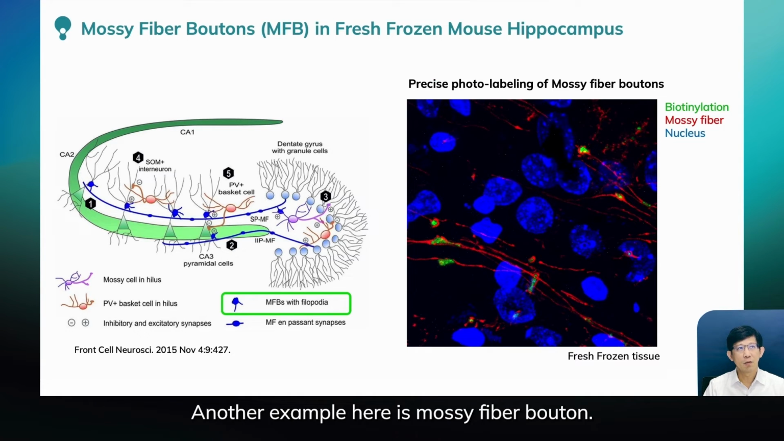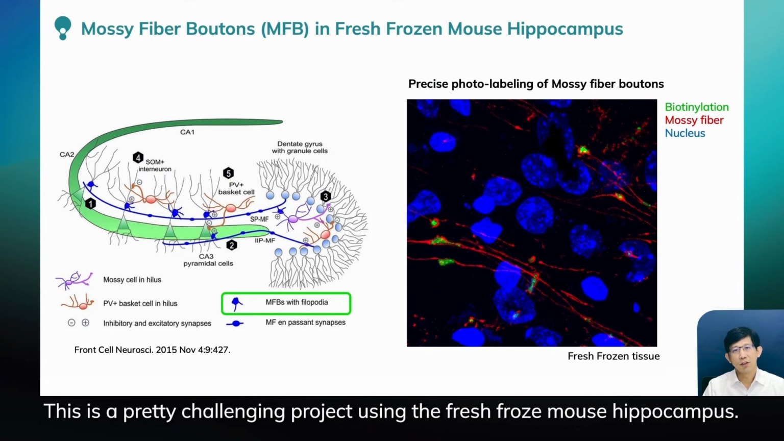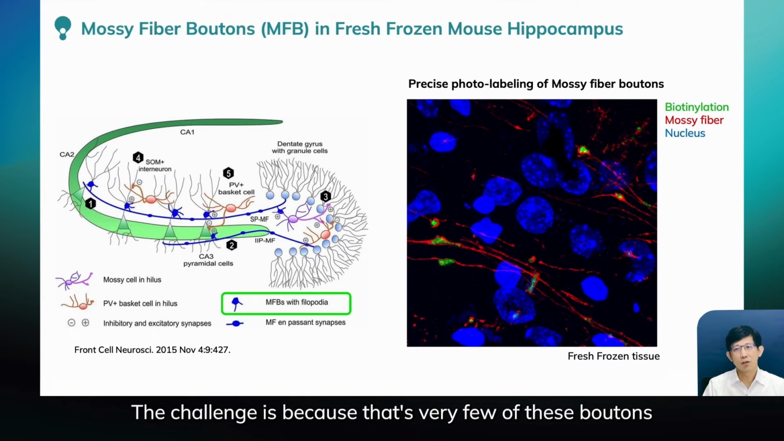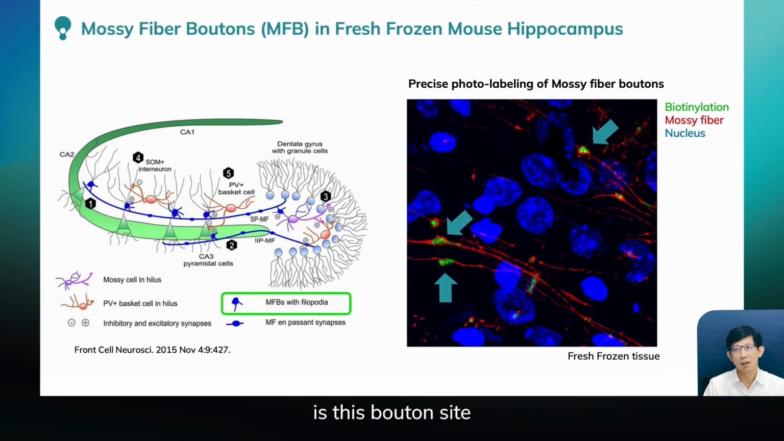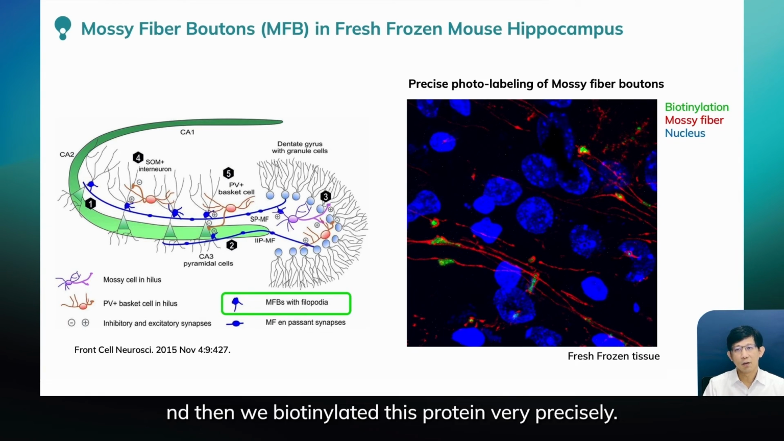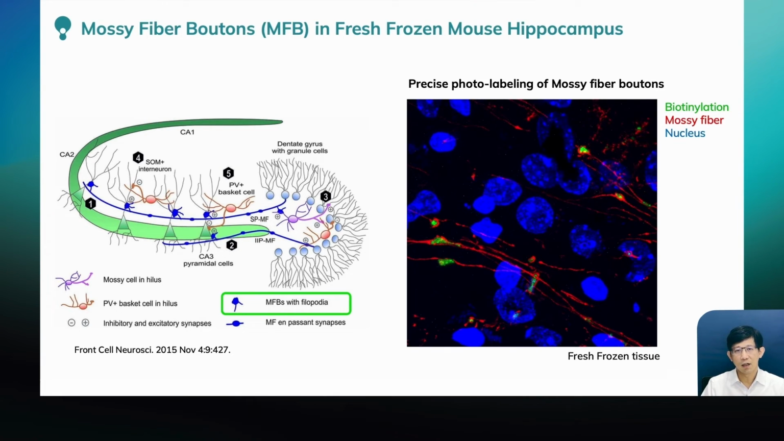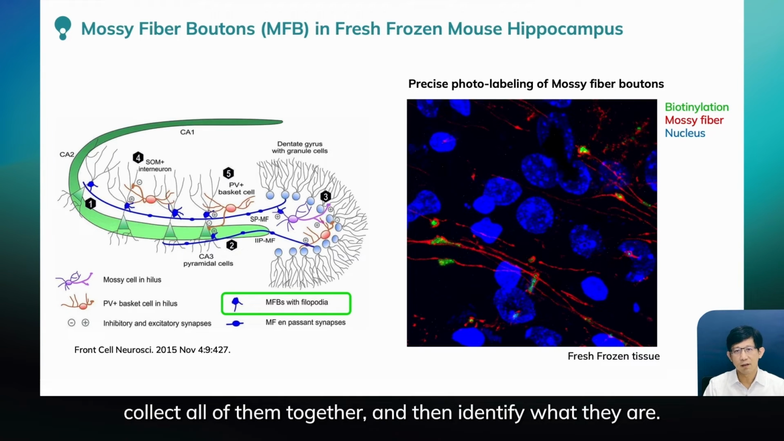Another example here, mossy fiber bouton. This is a pretty challenging project using fresh frozen mouse hippocampus. The challenge is that there are very few of these boutons in the brain. You can see the green part is this bouton site. And then we biotinylated the protein very precisely. Every sample maybe only has 50 of these, very few. But even with so few, you can isolate the protein, collect all of them together, and then identify what they are.